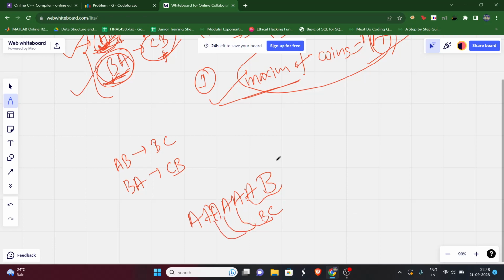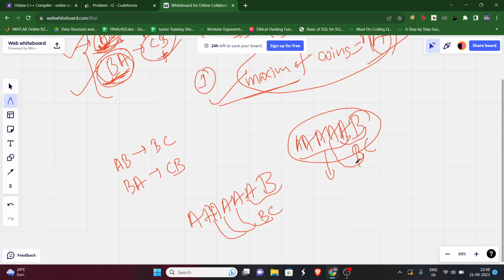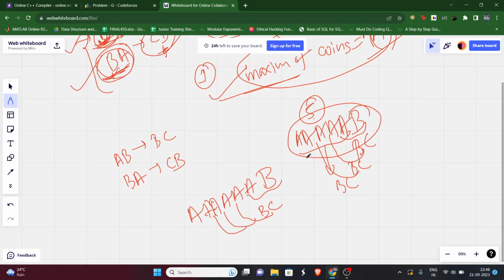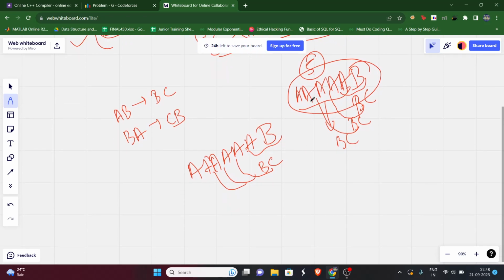What we are seeing here is that if there are continuous A's and there is a B at the end, then we can get how many coins? As many coins as there are A's, because we can always take one AB and replace it with BC, then again take the next A and this B and replace it with BC, and so on. So if there are 5 A's, we will get 5 coins. If there are A's before B, then we can get as many coins as there are A's.